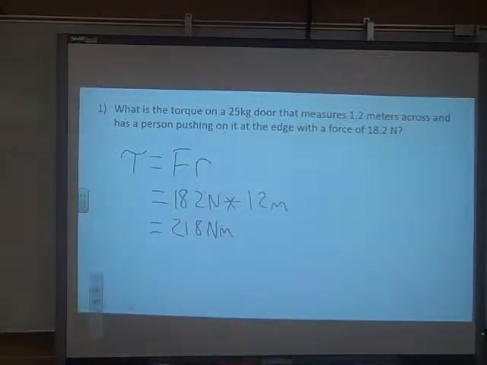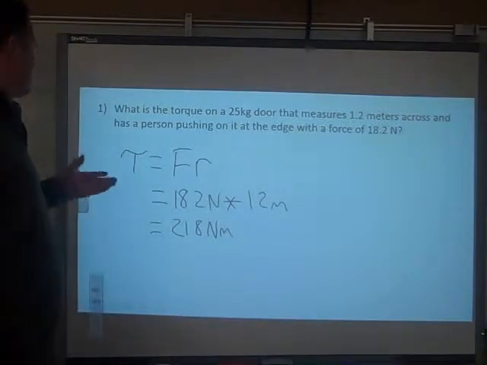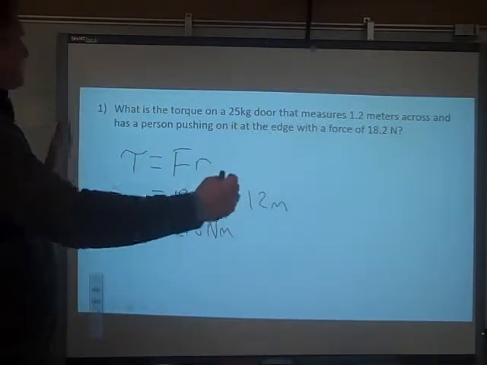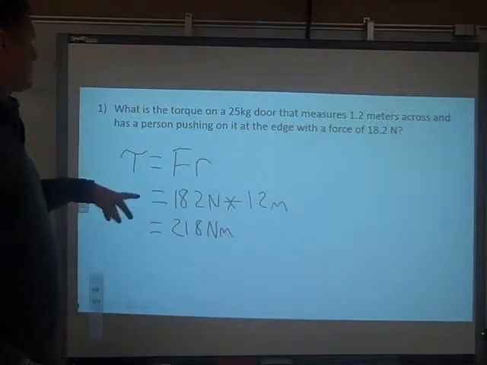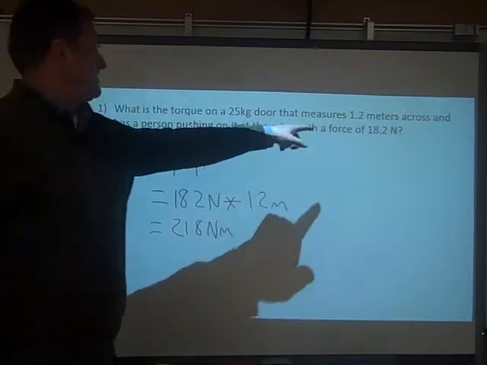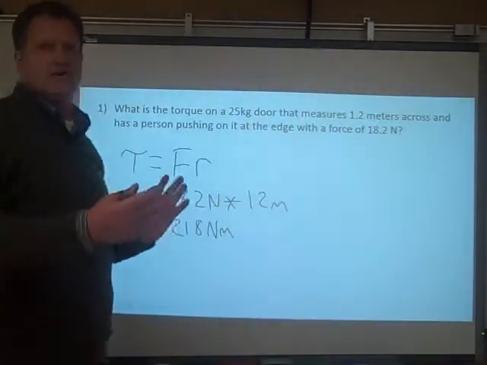All right, I put the solution from today's demonstration on PowerPoint, so let's look at what we have. What is the torque on a 25 kilogram door that measures 1.2 meters across and has a person pushing on it at the edge with a force of 18.2 newtons? Simple torque problem. Torque is equal to force times the radius. The force, of course, is 18.2 newtons.